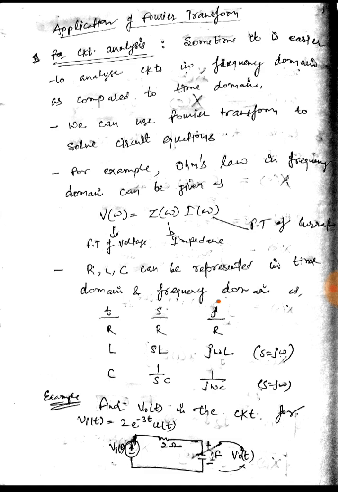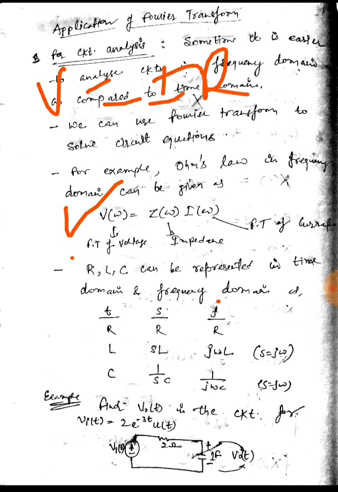So for example, now I am considering a basic Ohm's law. I will take a basic circuit and solve it. If we have Ohm's law, which can be given as V(omega), that is Fourier transform of voltage, is equal to, as we know, V is equal to I into R. So if I take the Fourier transform, it becomes V(omega) equal to Z(omega) into I(omega). I(omega) is the Fourier transform of current and Z(omega) is the Fourier transform of impedance.